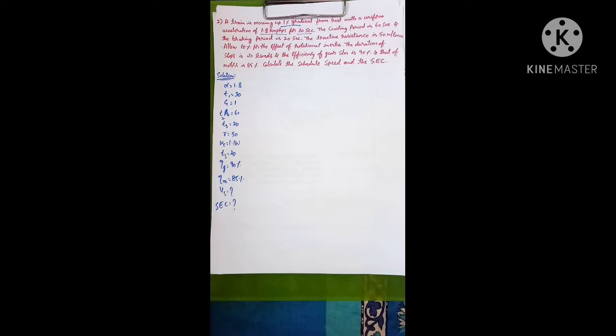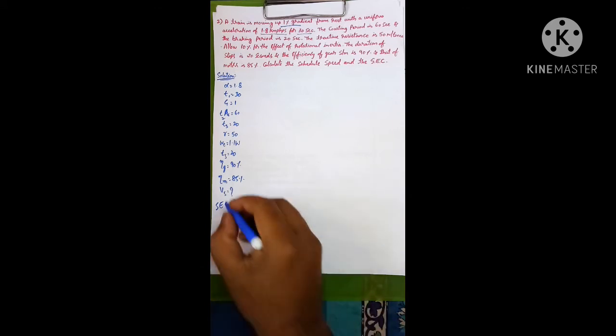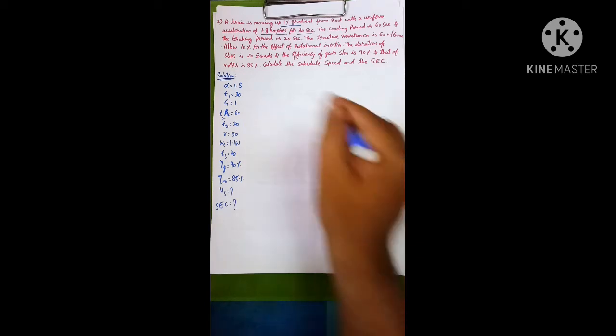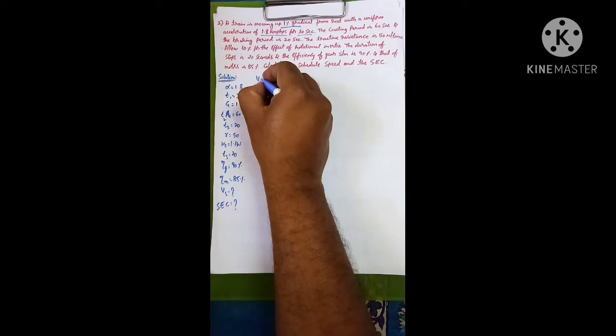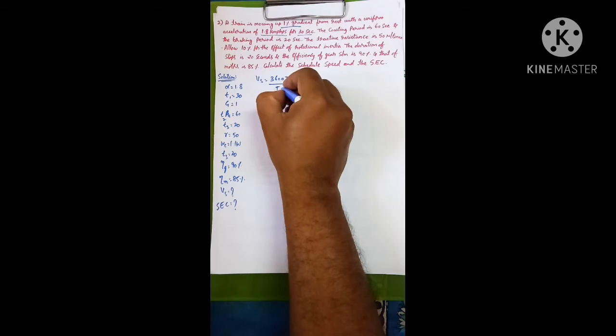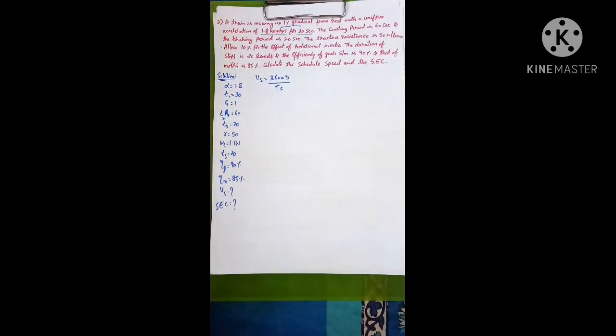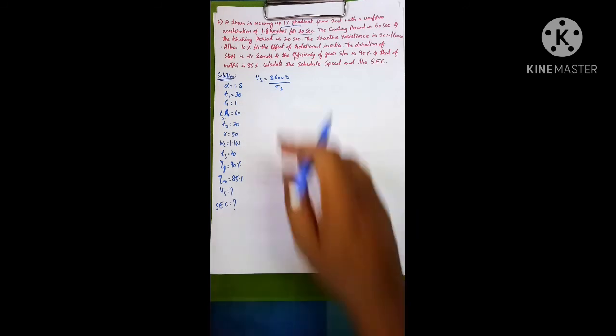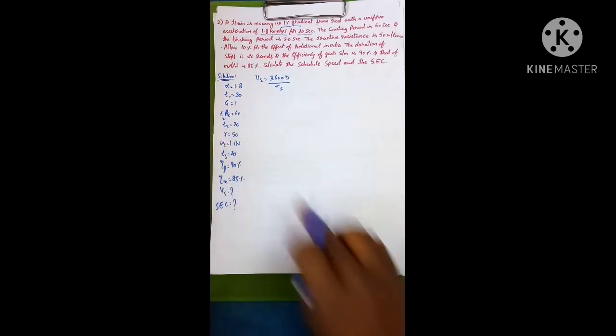Now by using this information, first let us try to find Vs, that is the schedule speed. The schedule speed formula we know, very simple. Vs can be given as 3600 into d by ts, where d is the total distance and ts is nothing but the schedule time. So both have to be identified. We don't know d and we don't know ts. We need to find these two, then only I can find Vs.